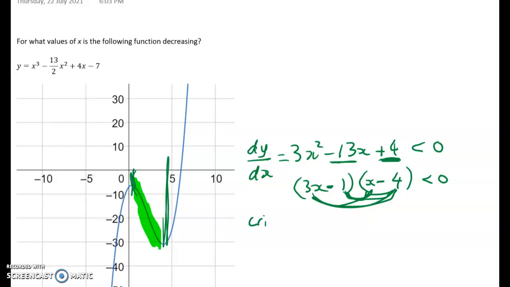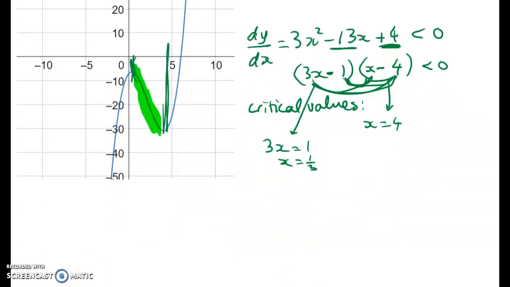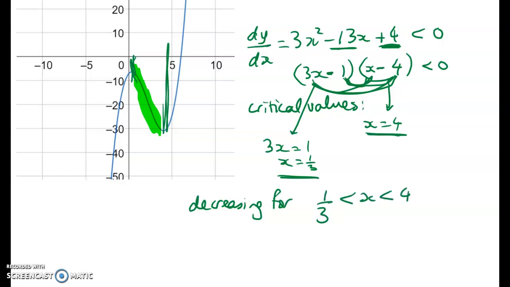So now we get critical values. From this one we get x equals 4. And from this one we get 3x equals 1, so x is equal to 1/3. Now this time, the function is decreasing for x in between these two values. So we can write that like this: 1/3 is less than x is less than 4.